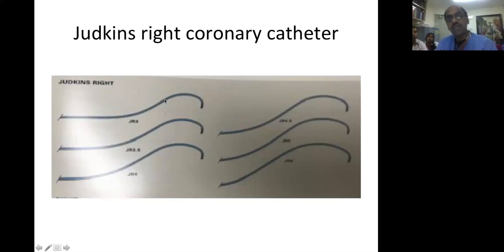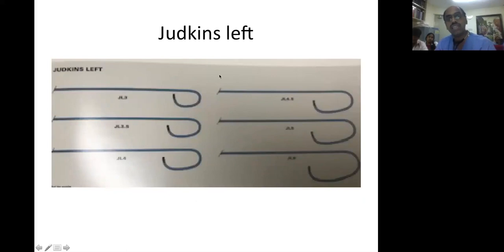The distance between the primary curve and the secondary curve, if it is 2 centimeters, it is JR2. If it is 3 centimeters, it is JR3. If it is 4 centimeters, it is JR4. So this is how there is only a primary curve and a secondary curve in a Judkins right coronary catheter. Whereas if it is a Judkins left coronary catheter, there are 3 curves.